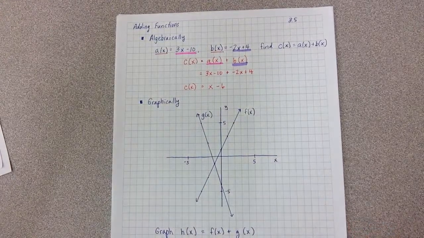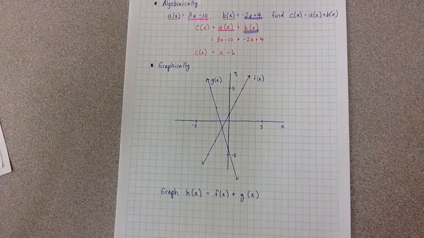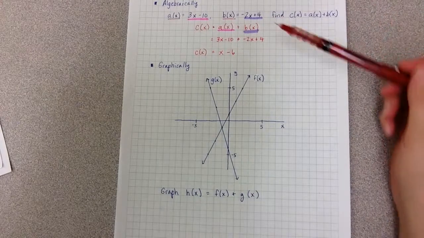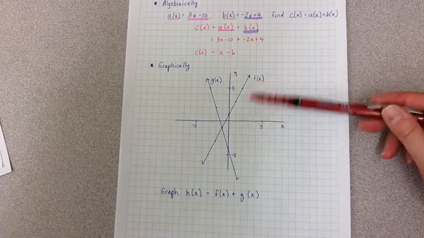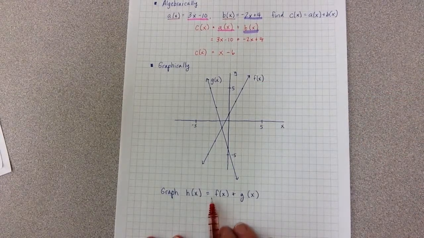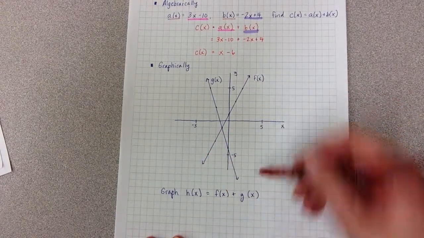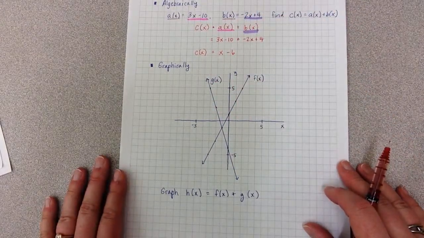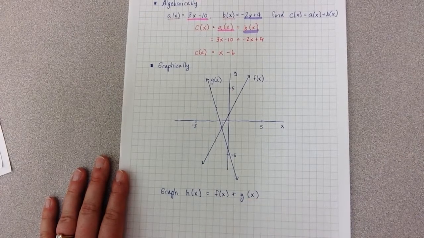Now, our second way of adding functions is graphically. In a graph, I'm not given an equation. I'm just given a picture. However, I do have individual points. So when it says graph h of x, where that is f of x plus g of x, what that essentially means is I want to add some y's. f of x are y values and g of x are y values.